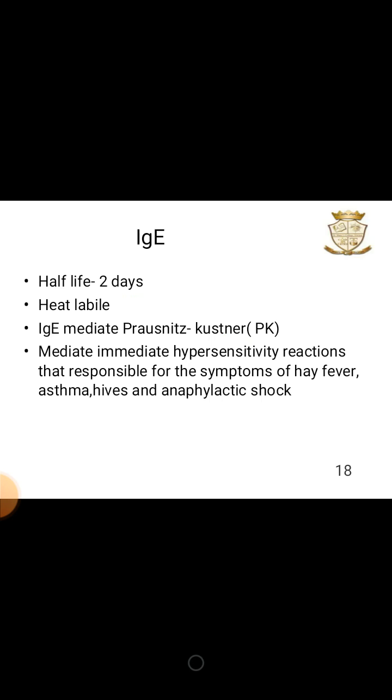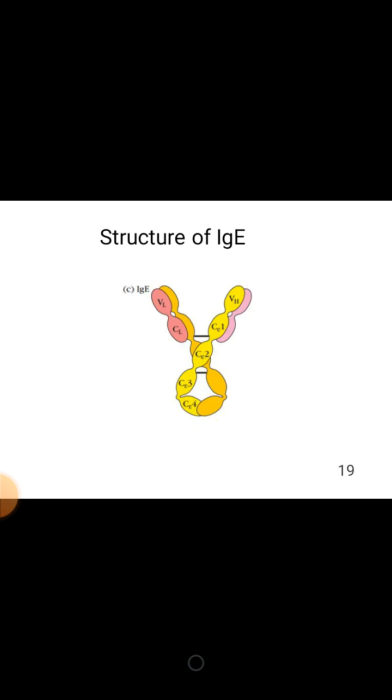Next is IgE. Half-life 2 days. It is heat labile. It mediates the PK reaction. It also mediates the hypersensitivity reaction that is responsible for the symptoms of hay fever, asthma, hives, and anaphylactic shock. This is the structure of IgE. It has 5 domains.